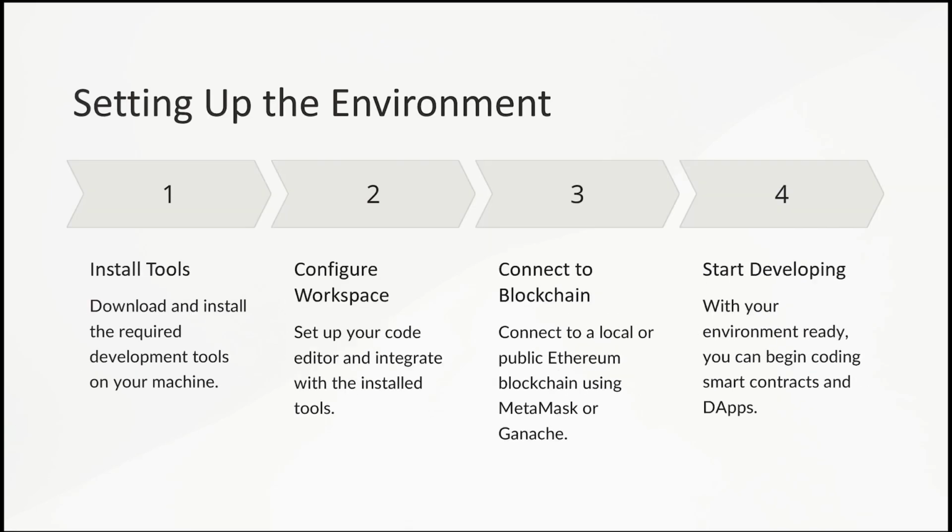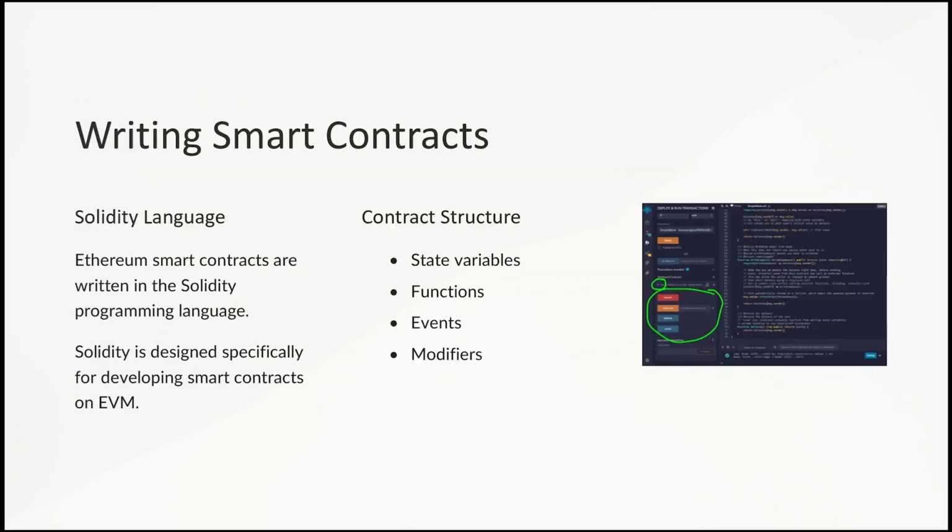To set up the developer environment, download and install the required tools for your project. Set up and integrate your code editor with other tools. Connect to a local or public Ethereum testnet using MetaMask or Ganache. Now you can start developing.